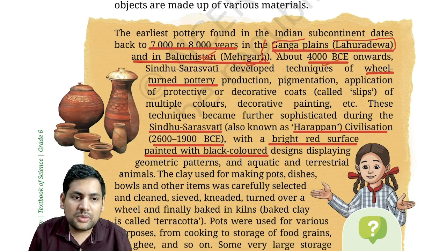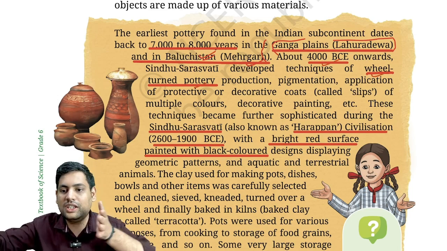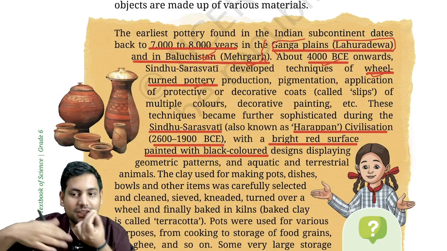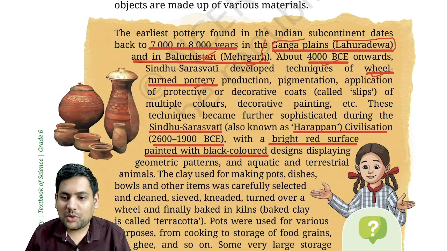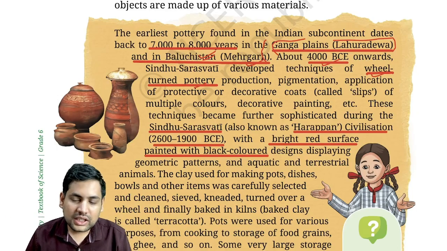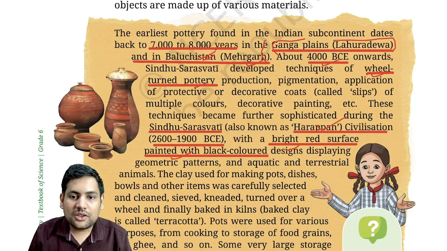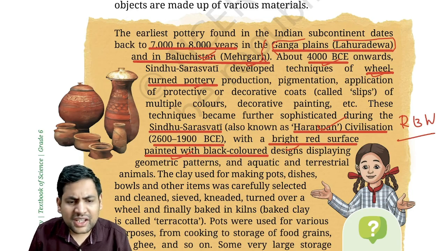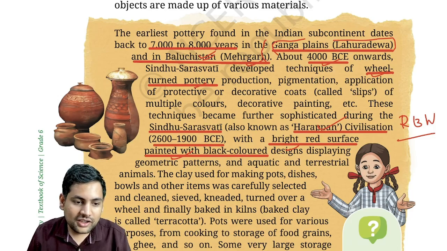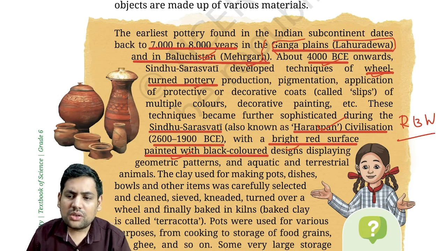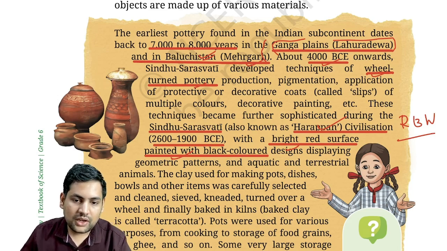Then around 4000 BC, wheel-turned pottery. What you see as those wheels, correct? That is the modern, artistic pottery that you see, which is wheel based. Then in the Harappan civilization came a bright red surface painted with black color, which was called red and black ware. And then it kept on getting better and better. All this you can find in the National Museum, New Delhi. So very simply, it is introducing you to different kinds of materials.